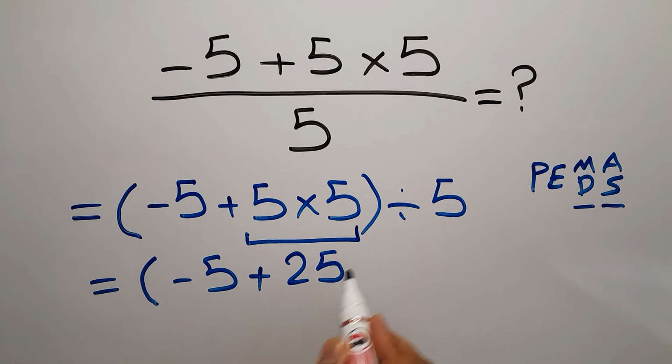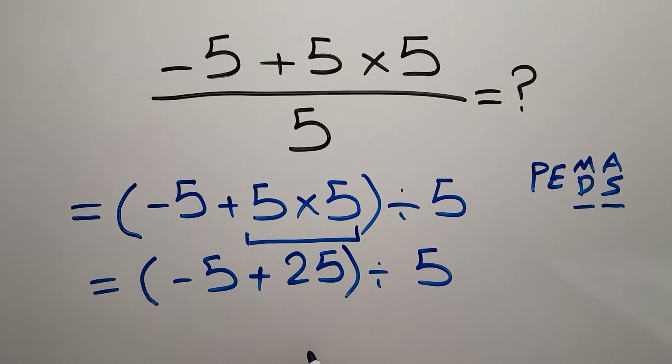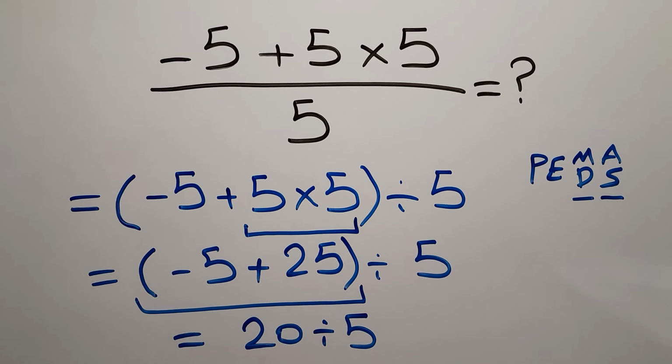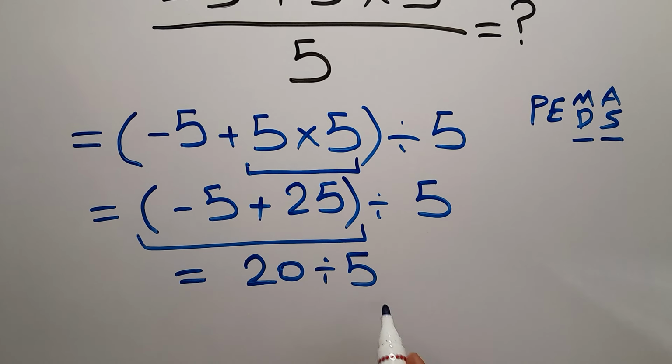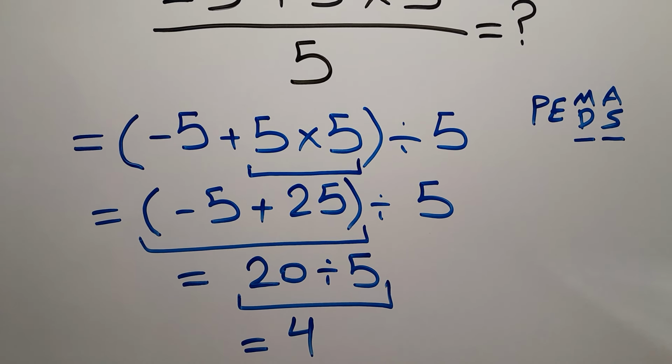So we have -5 plus 25, divided by 5. -5 plus 25 equals 20. Okay, so 20 divided by 5, and 20 divided by 5 is just 4. So therefore our final answer to this problem is just 4.